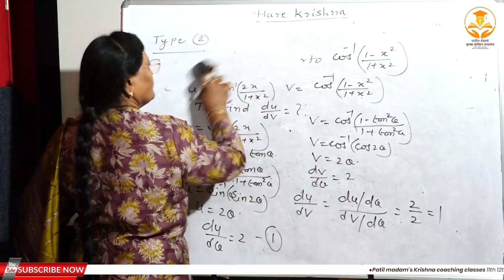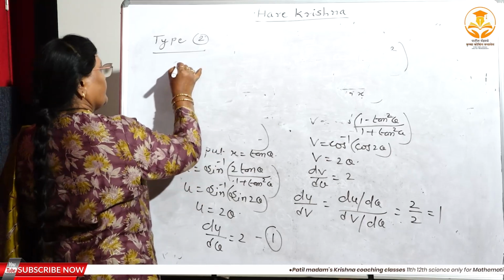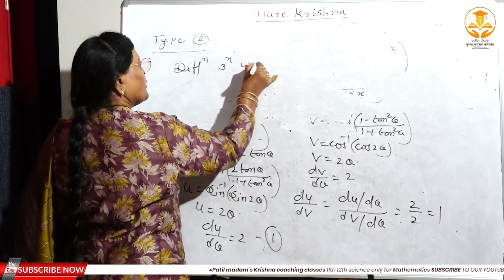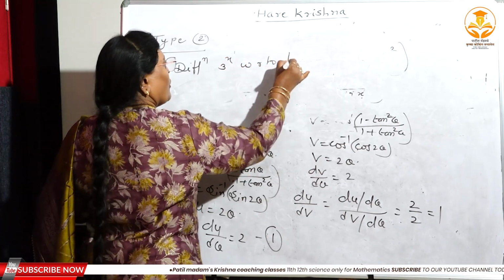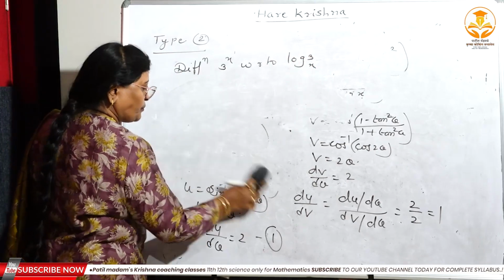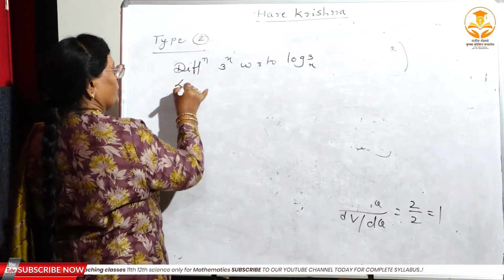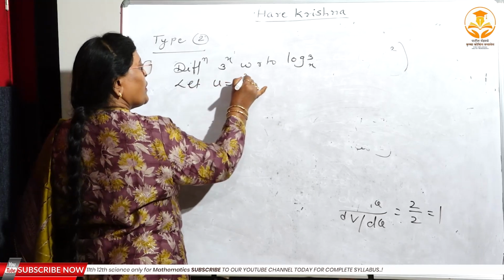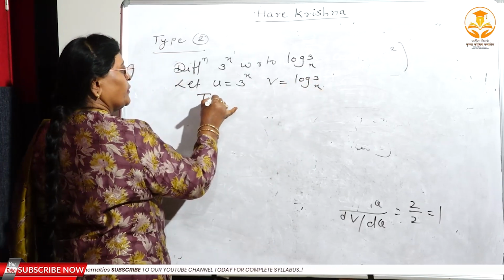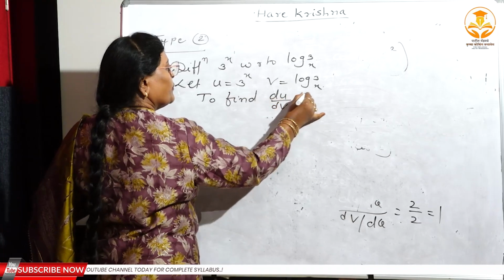Now the last one here, parametric. Differentiate 3 raised to x with respect to log 3 to the base x. Now again see, very simple. You have to let u is equal to 3 raised to x, v is equal to log 3 to the base x, to find du divided by dv.